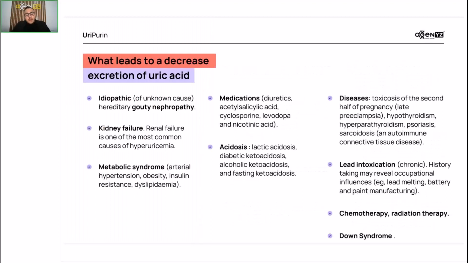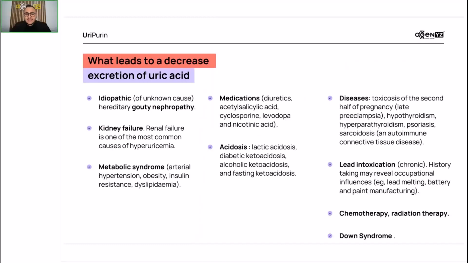What leads to a decreased excretion of uric acid, which is very important for the pathogenesis of this condition, is basically idiopathic. Basically, the cause is unknown, and heredity, and kidney failure.